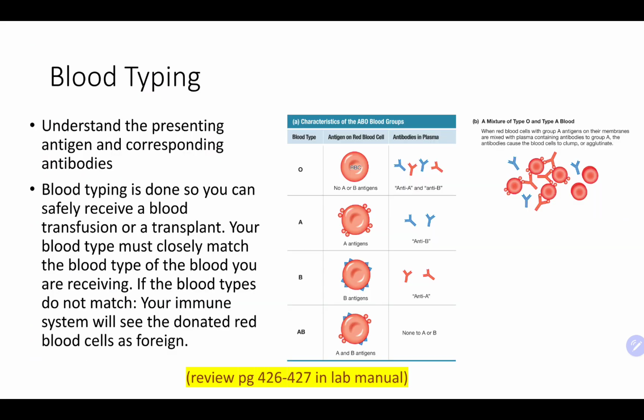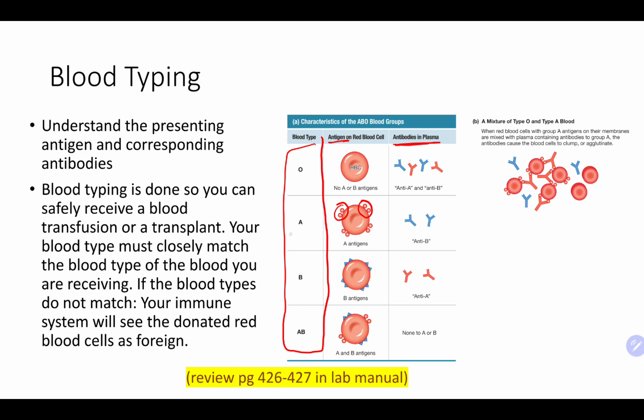So blood typing as well. Understand blood typing. Understand the importance of blood typing too. You can safely receive a blood transfusion or a transplant. You can find out who's a parent or not. So blood typing has a couple of different uses. So understand just the blood type, and how this manifests. When we're looking at the antigens, these are proteins on the surface of a red blood cell, and antibodies are going to be found in the plasma, okay?